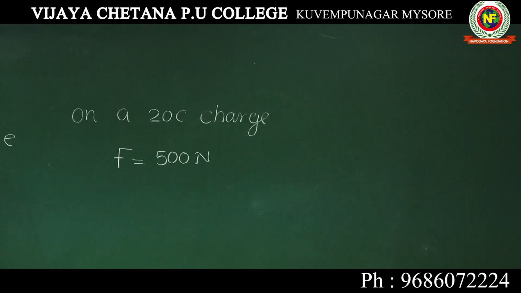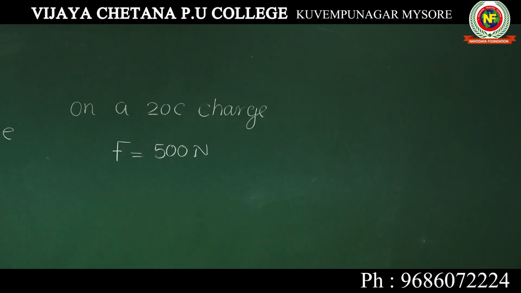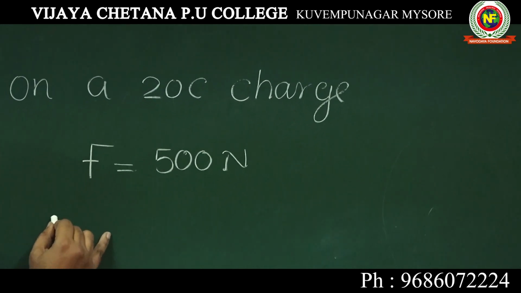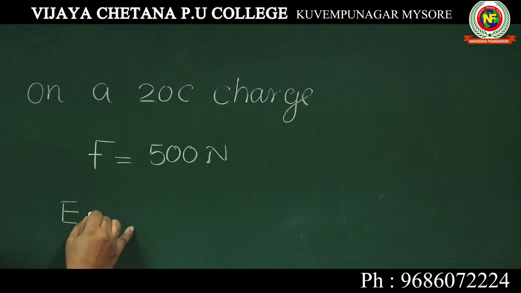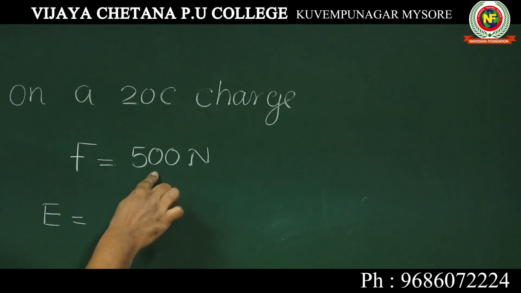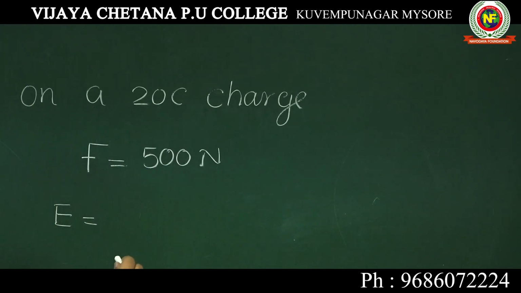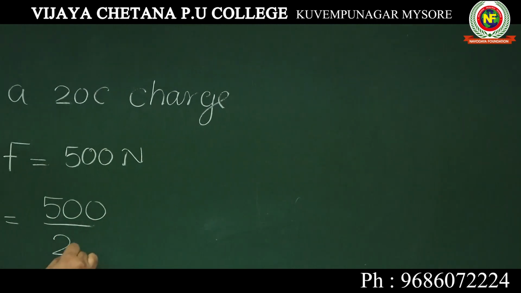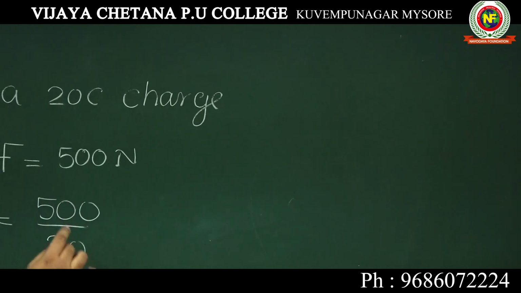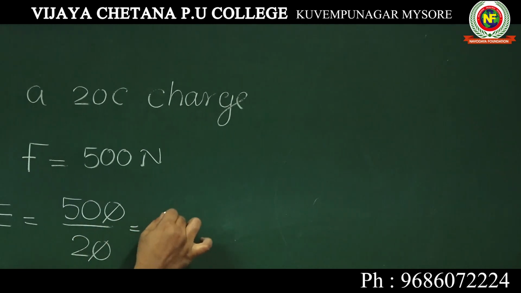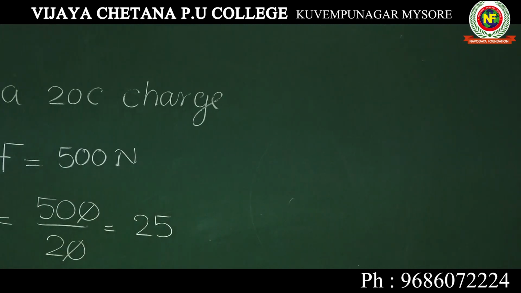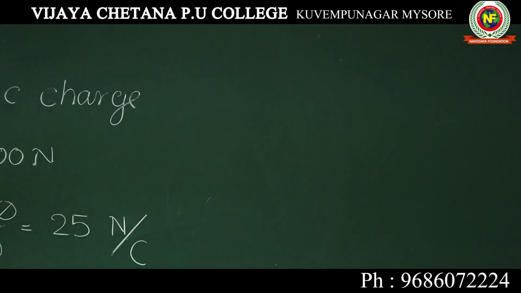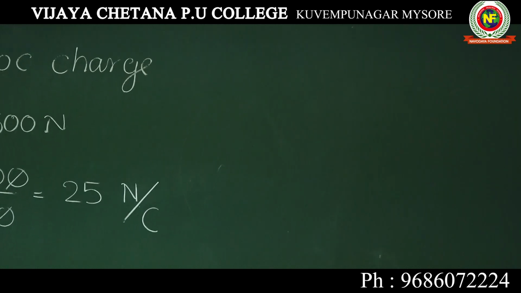But to measure electric intensity, I should always do the calculation for 1 coulomb charge. So if 20 coulomb has 500 Newton, what is it for 1 coulomb? I must check. How do I do that? I divide 500 by 20. Then each coulomb gets a force of 25 Newton. So 25 Newton for every coulomb. 25 Newton per coulomb is the electric intensity.